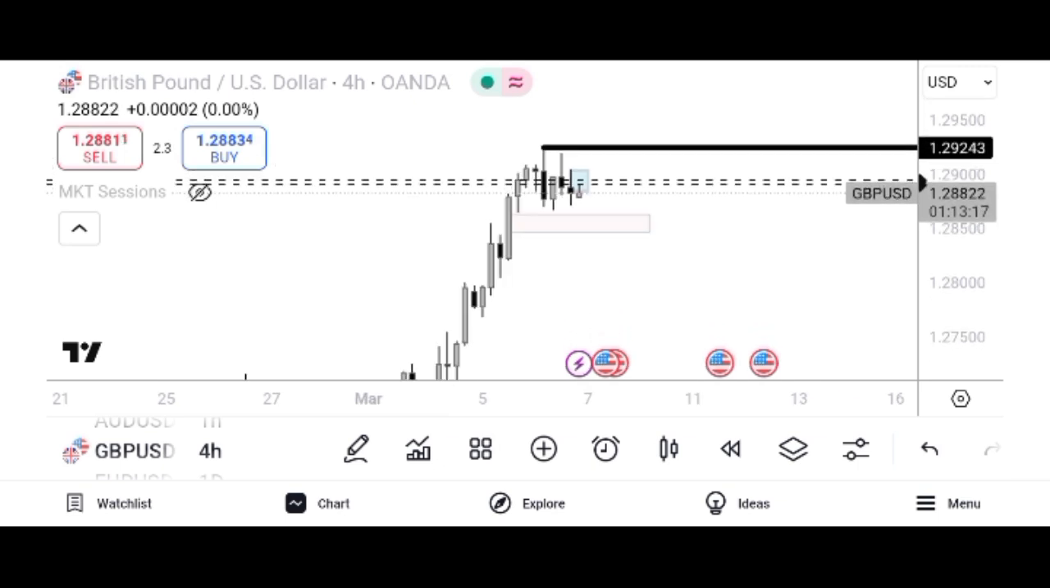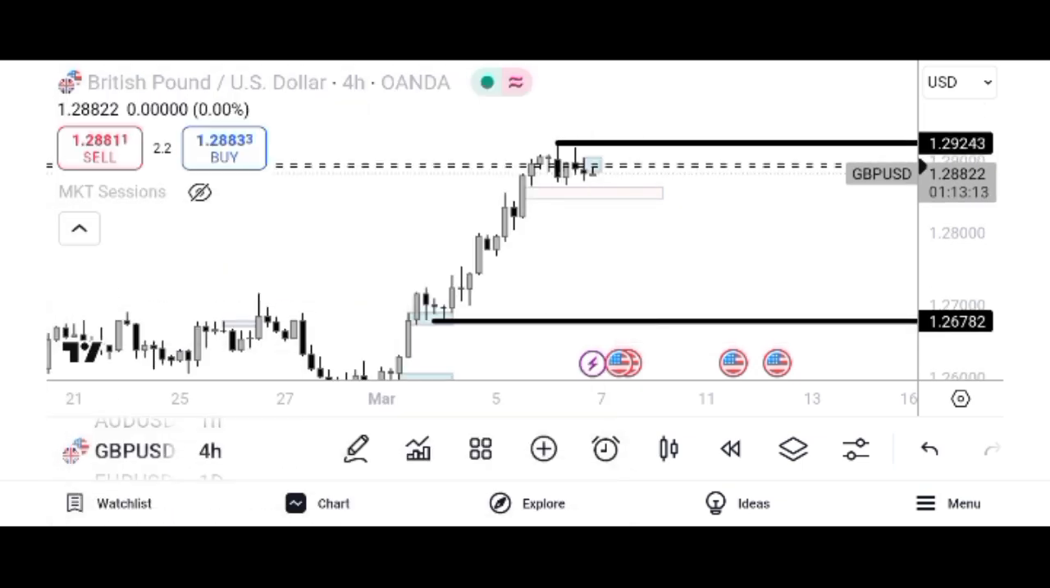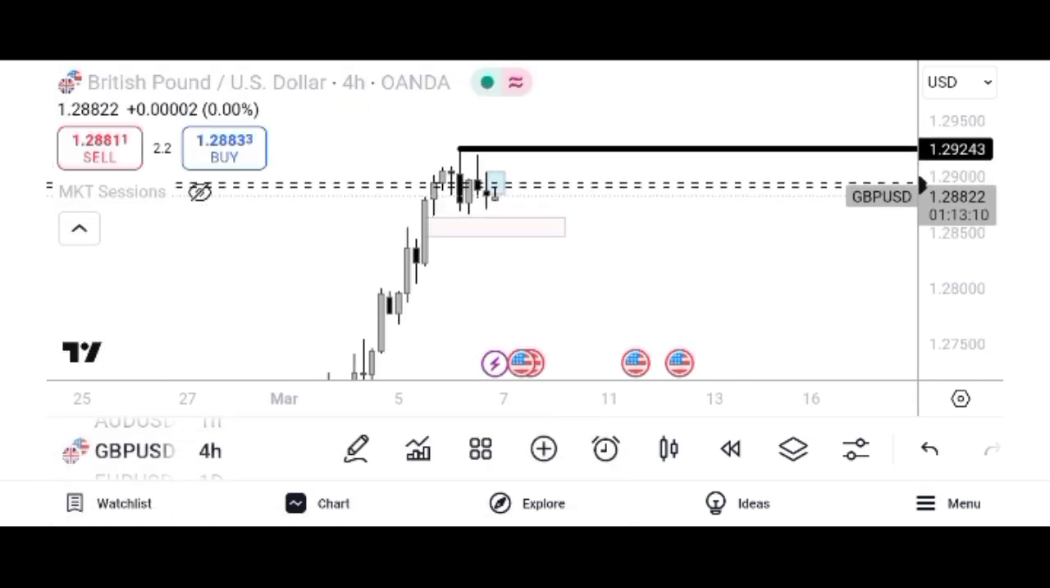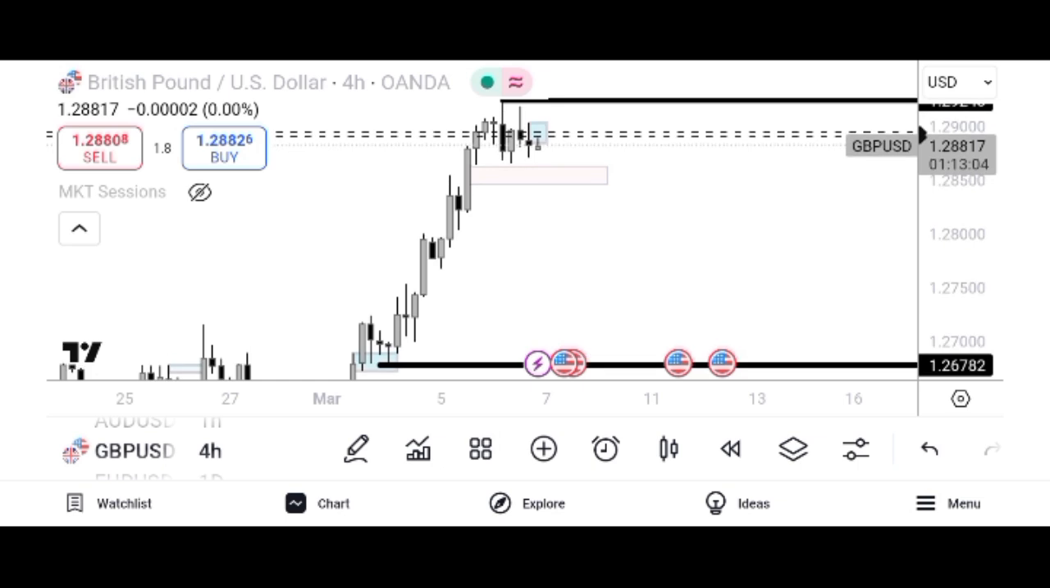So looking at this chart right now, this is real mind blowing. This is a trade that I'm looking forward to taking. And let's just look here. So yes, GBP USD 4 hour time frame.